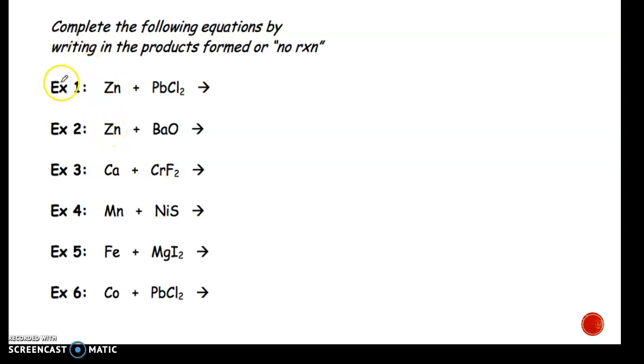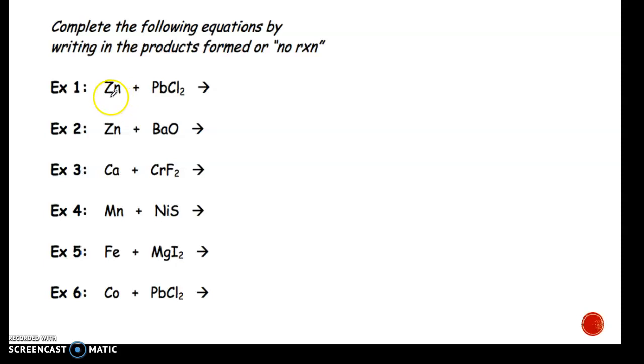The instruction says to complete the following equation by writing the products formed or no reaction. Now, if it's a spontaneous reaction, then the products will be formed. If it's a non-spontaneous reaction, you have no reaction. So example 1 says you have zinc plus lead chloride.